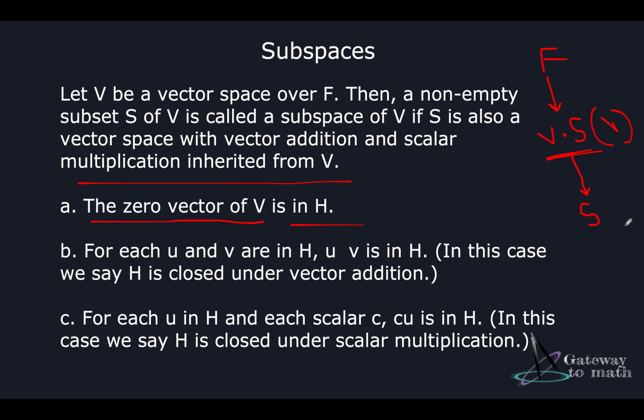For each u and v which are in H, our subspace, u plus v is in H. So it's closed under vector addition. The sign is not clear here; this is plus. So u plus v is in H. Again, we are saying it's closed under addition: the two vectors u and v are part of our subspace, and when you add them, the result will also be inside the subspace. And for each u in H and each scalar c, when you multiply the scalar with the vector, the result is also in your subspace. So it is closed under scalar multiplication.